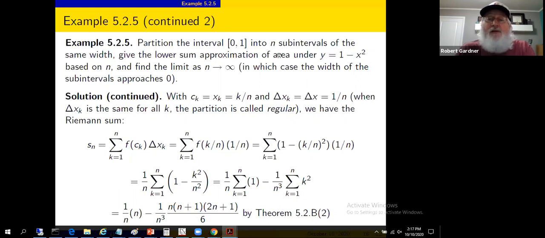They said subintervals give the lower sum approximation. Okay, that's this right here of the area under the curve based on n. Done. There's our lower sum approximation, or if you will, our Riemann sum, a Riemann sum approximation of the area under the curve. Next, find the limit as n approaches infinity.